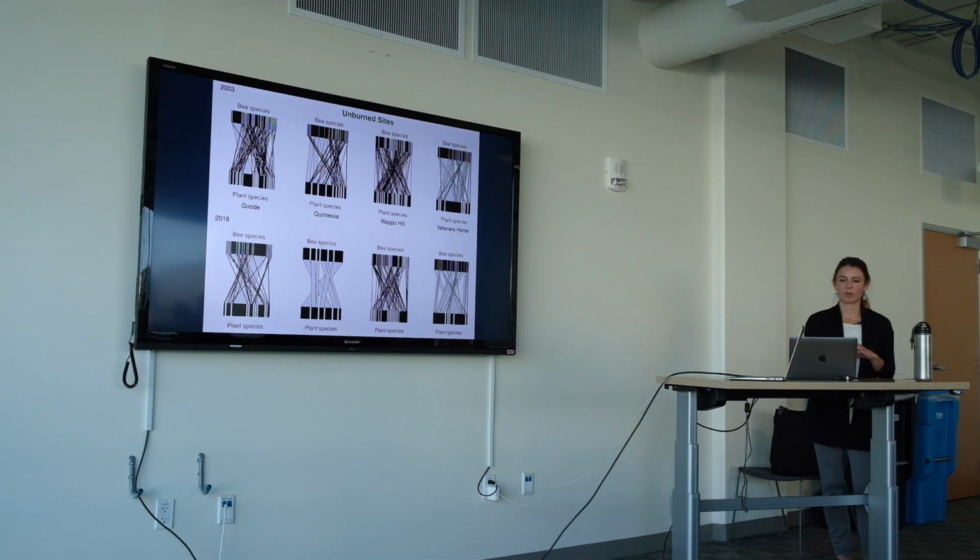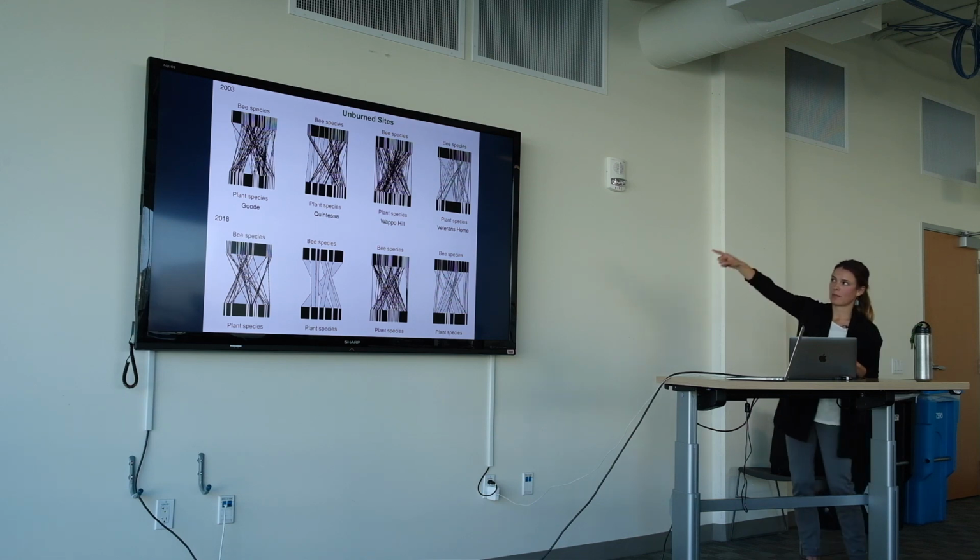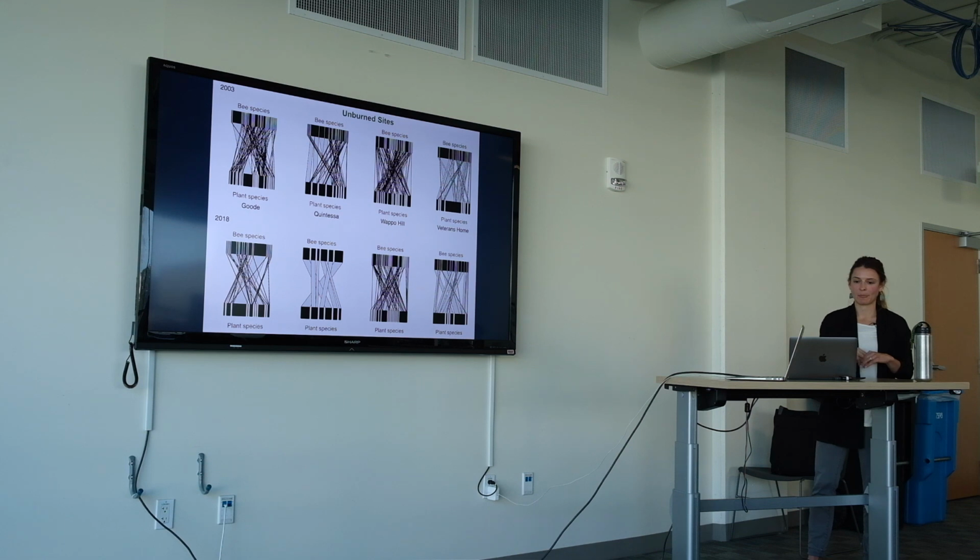So here are the networks from the 4 unburned sites comparing before, so 2003, to after on the bottom, 2018. And these are comparing the same sites across time. And I just want you to look at these networks and see that they look different between before and after. So the number and width of those bars indicating species has changed, and also the width and number of connecting lines is different.